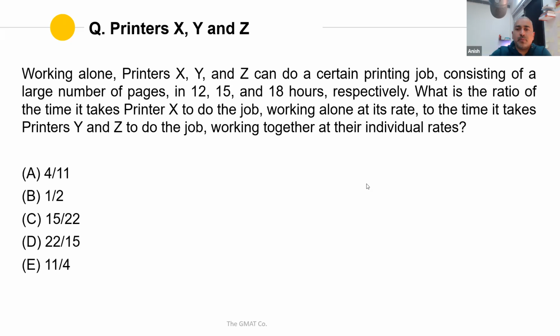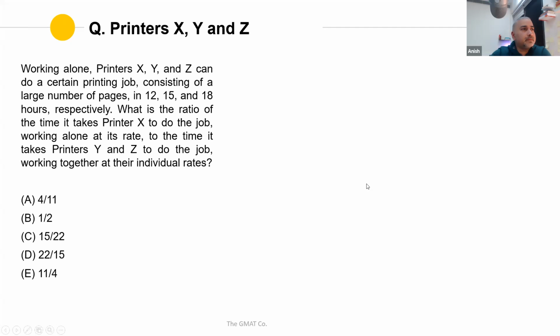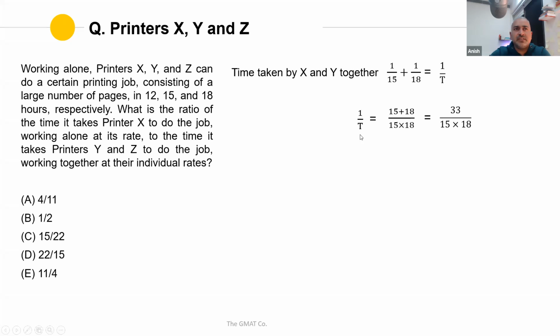All right, how do we go about it? One way is to apply the work formula directly to figure out how long it would take Y and Z to finish the task working together. Basically, 1 upon the time taken by Y alone plus 1 upon the time taken by Z alone equals 1 upon the time taken by both machines working together. I solve this: 1 by T equals, taking the LCM, 15 plus 18. Overall, T equals, taking the reciprocal, 5 times 18 over 11.